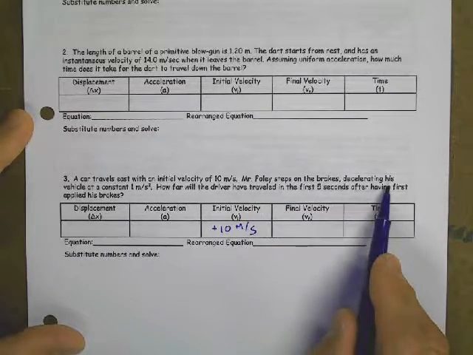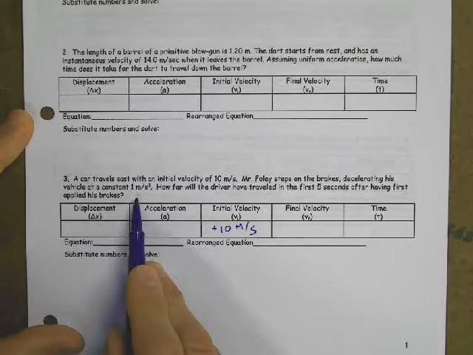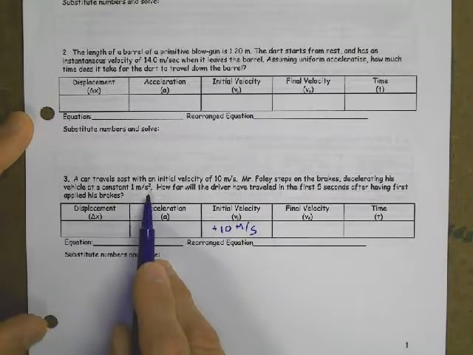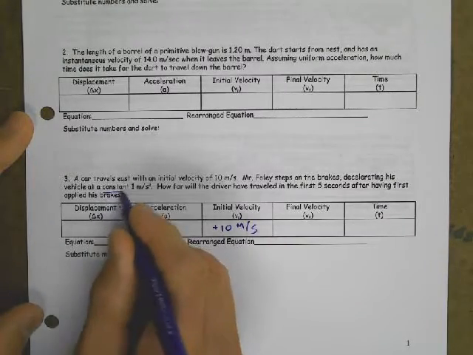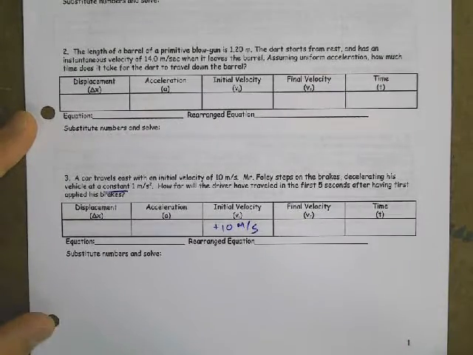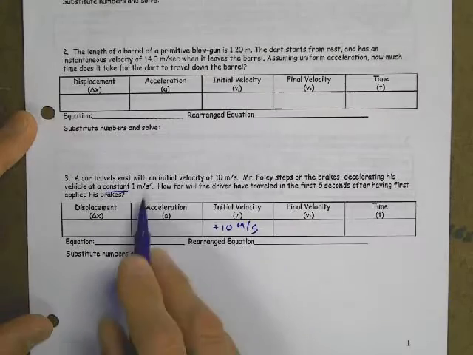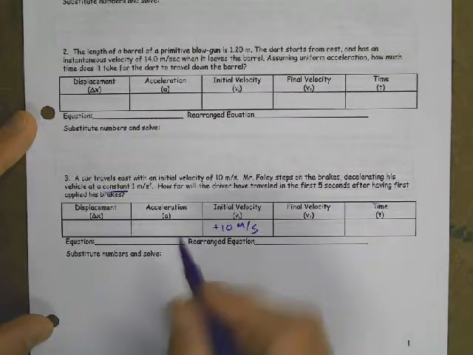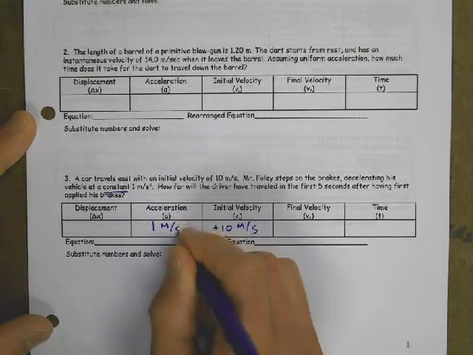Mr. Foley steps on the brakes, decelerating his vehicle at a constant 1 meter per second squared. Okay, so constant is important. That signals that it's okay for us to use our equations on our green sheet. And then the 1 meter per second squared is clearly an acceleration. I'm going to write that here.